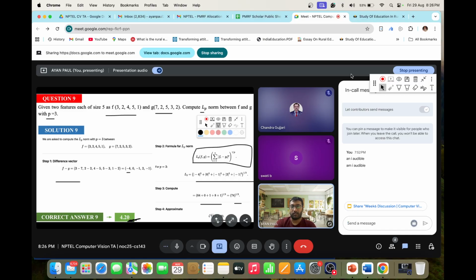So this is the thing. So this LP normalization, it is clear. Is it clear to all of you? Is it clear?